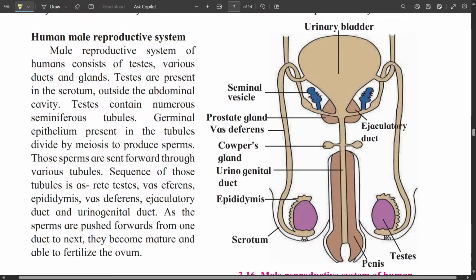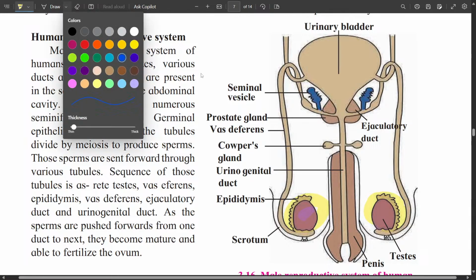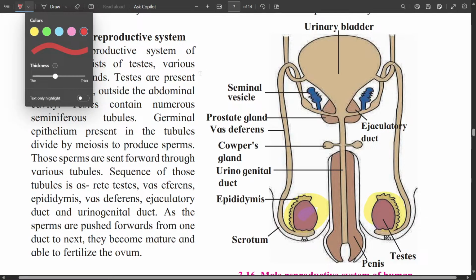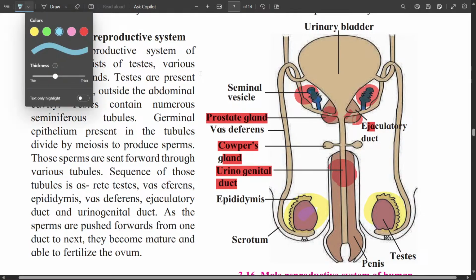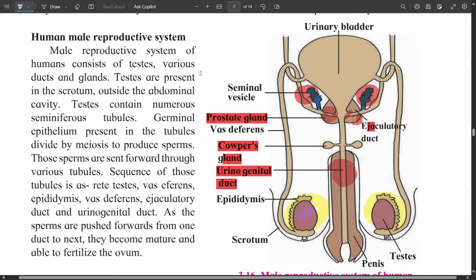Human male reproductive system. The male reproductive system of humans consists of testes, and you can see the two testes over here. Then various ducts and glands. You can see the urinogenital duct over here. Seminal vesicles are present here. Ejaculatory duct, you can see it over here. Then various glands like the prostate gland and Cowper's gland. All these glands and ducts help in the male reproductive system.